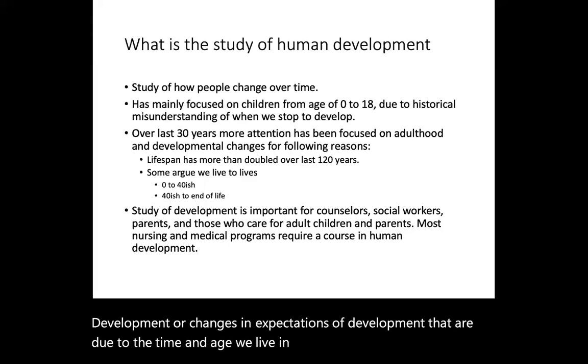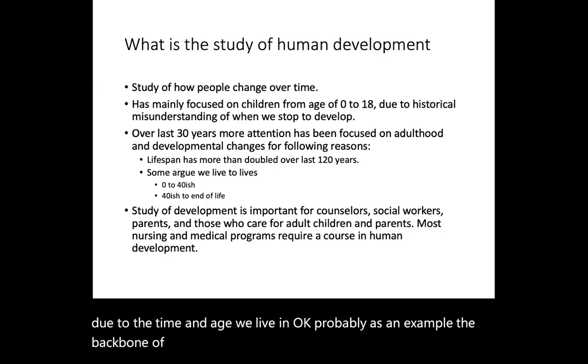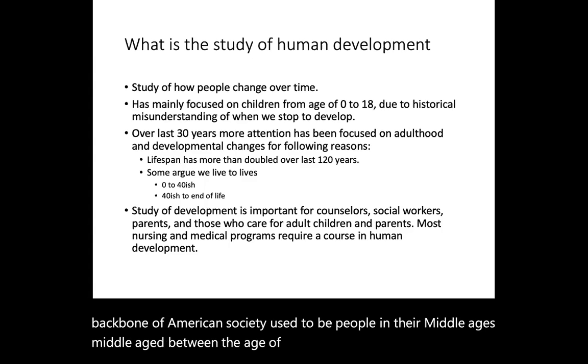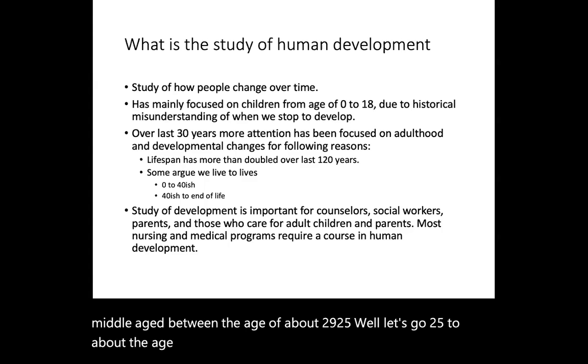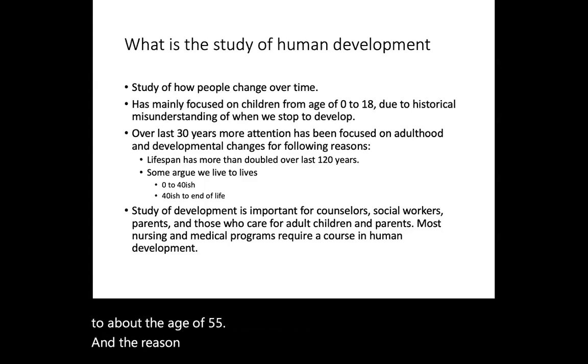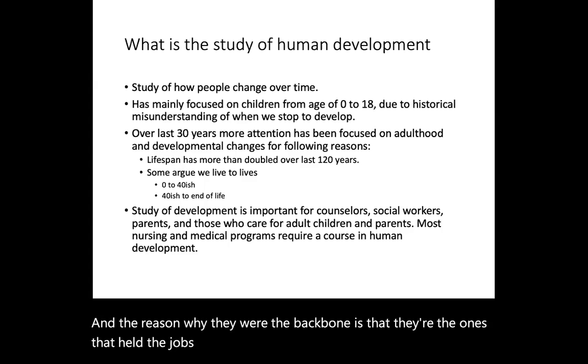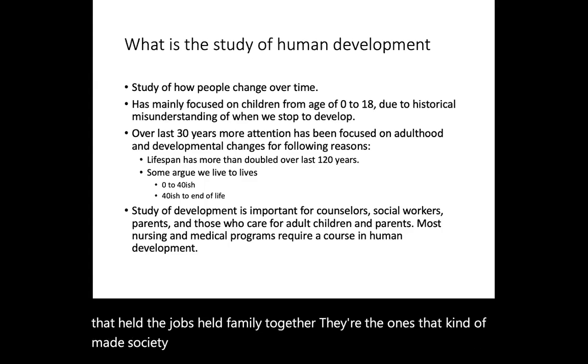As an example, the backbone of American society used to be people in their middle age, between the age of about 25 to about the age of 55. The reason they were the backbone is that they're the ones that held the jobs and held families together. They're the ones that made society move forward.